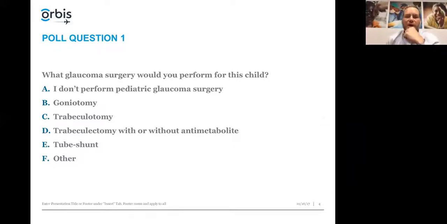And of course, for this particular poll question, I don't think there's really a right or wrong answer. A lot of this is going to depend on our situations individually. Okay, and we'll show the results of the first poll question.